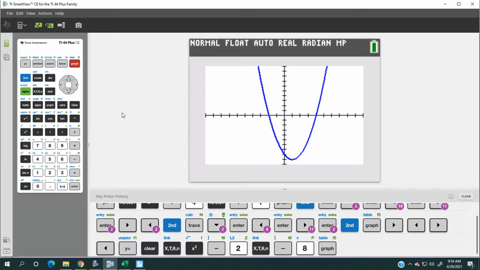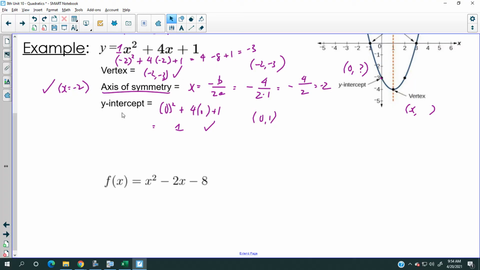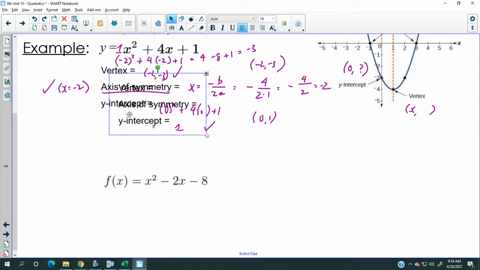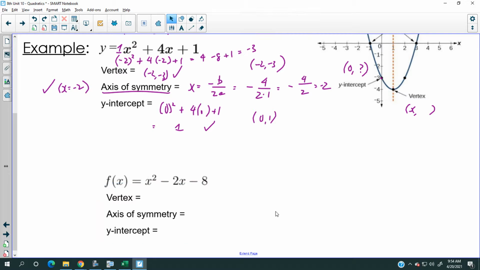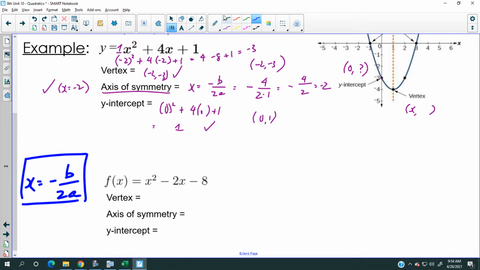All right, there's our graph, and the lights just went off again. Hold on. All right, let's actually do the work here. Let me make sure I'm still recording. Good. So here we've got to look for those three: the vertex, the axis of symmetry, and the y-intercept. Again, rewrite the equation every time if it helps you. So x is equal to negative b over 2a. That's our reference.